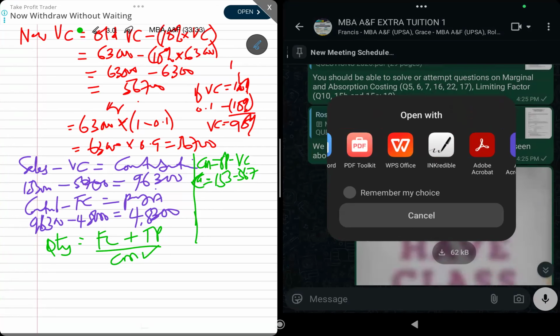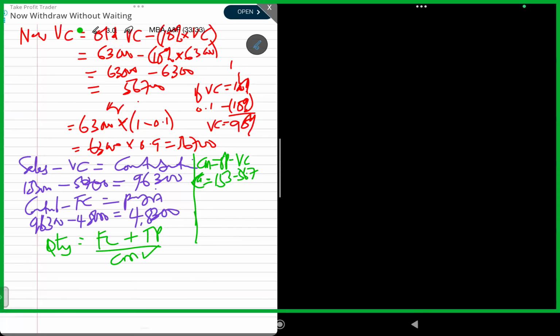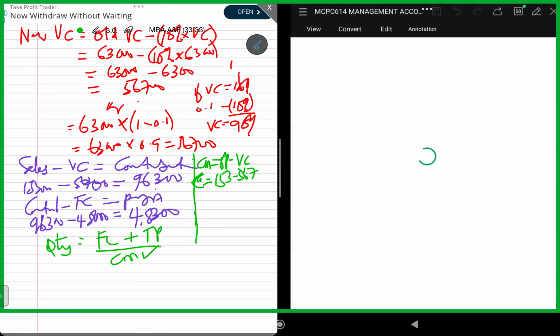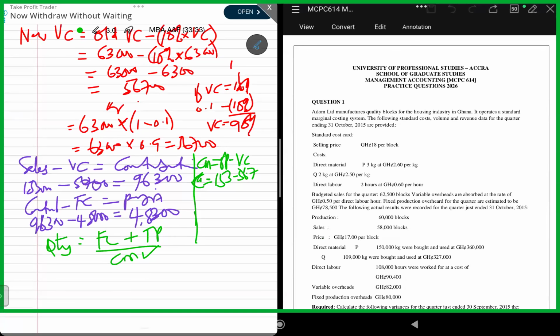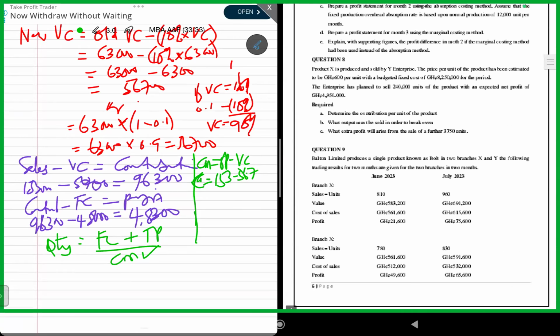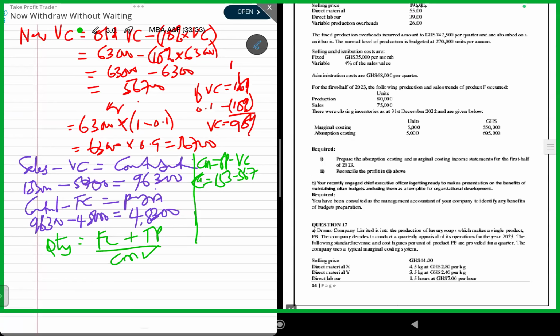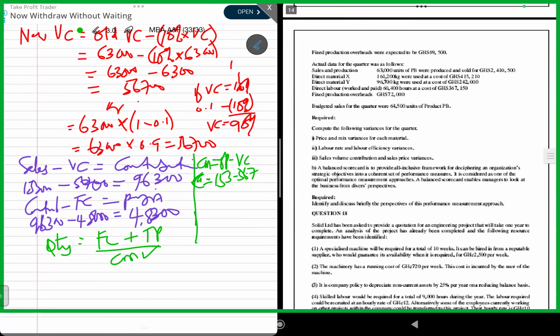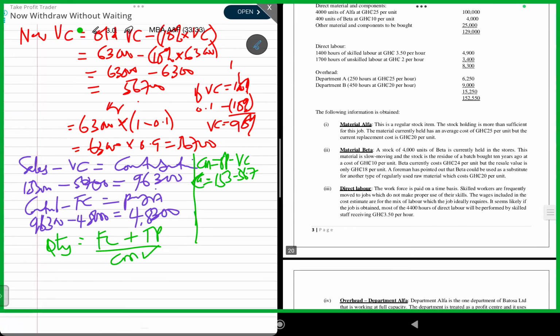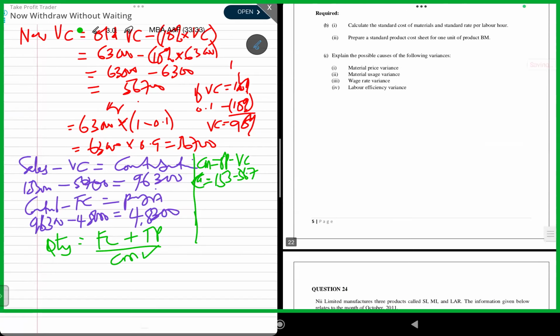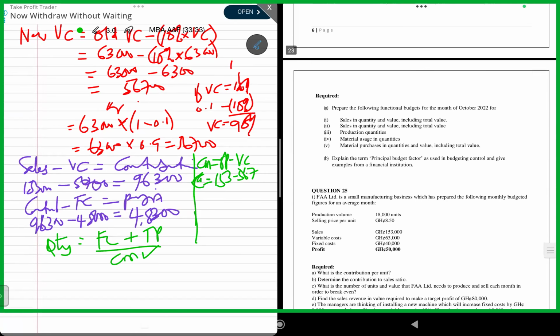So look, I'm using the other method, to see whether we get the same value. So contribution equals selling price minus variable cost. We know the selling price, but we don't know the variable cost per unit. So let's use the total figures. For the total figures, we have 153,000 as the sales value.